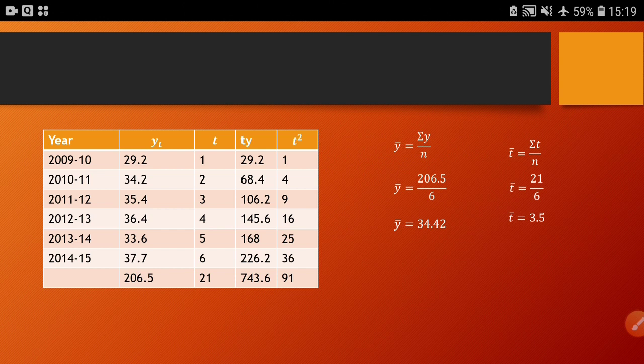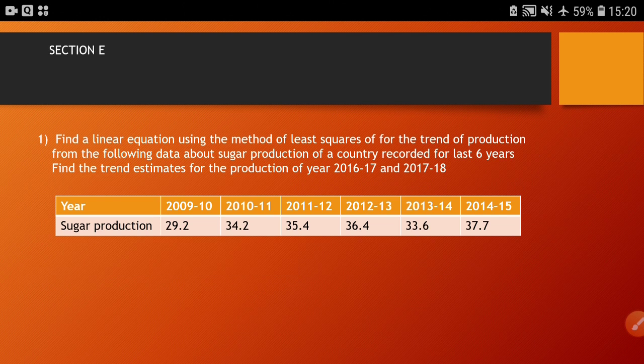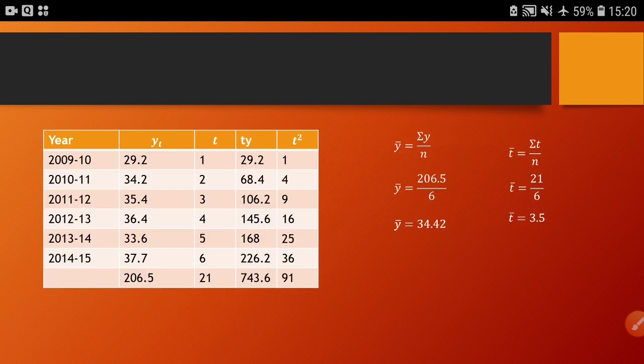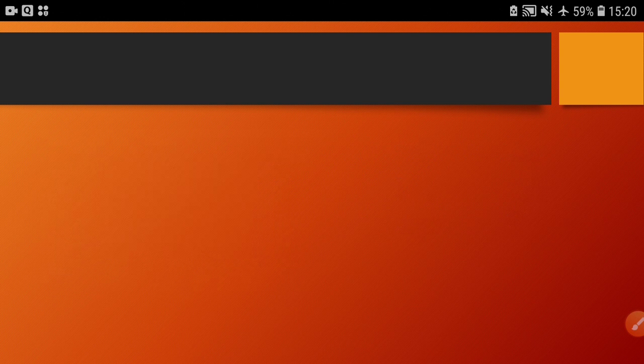Then T square is 1, 4, 9, 16, 25, 36, total is 91. So you will be finding Y bar, or Y bar is what? Total of Y upon N. So it's 206.5 upon 6, that is 34.42. Then total of T bar. So T bar is sigma T upon N. Sigma T is total of T, that is 21 upon N, N is 6. 21 upon 6 is 3.5.